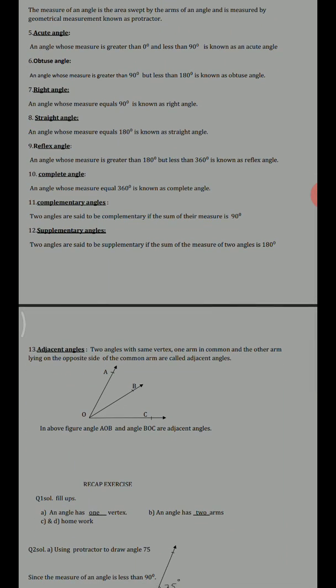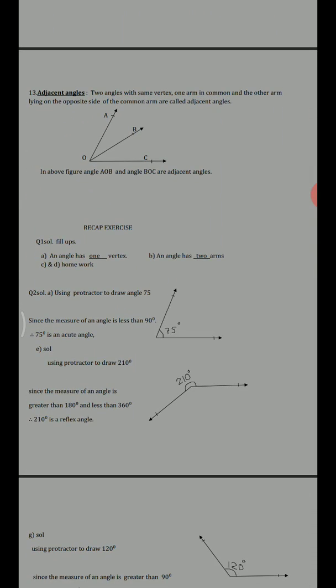And at the end, adjacent angles. Two angles with same vertex, one arm in common and the other arms lying on the opposite side of the common arm are called adjacent angles. Dear students, O is here the common vertex and OA and OC are opposite arms to common arm OB. That means in angle AOB and angle BOC, OB ray is common to both these angles and O is the common vertex.